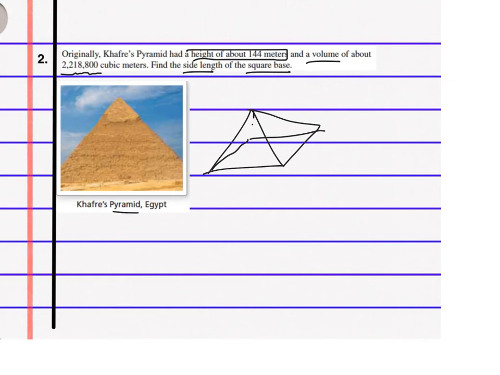I know it's a pyramid, so my volume formula is 1/3 base times height. You always have the 1/3 in front if it's a pyramid. They are telling me my volume, that 2 million number, so that is going to go in here for V. That's kind of my answer, and I'm working backwards. It's one of those types of problems.